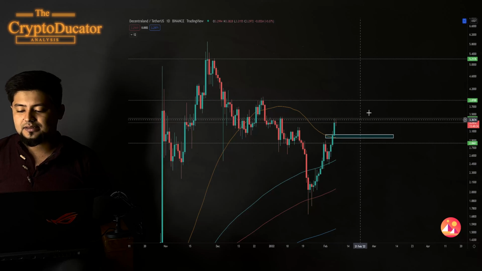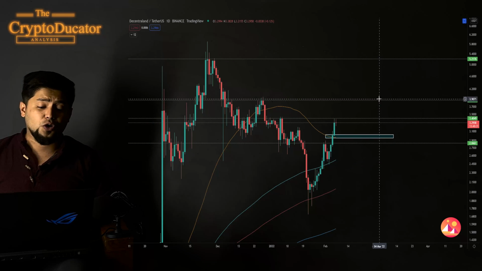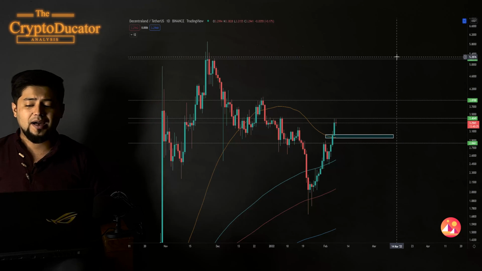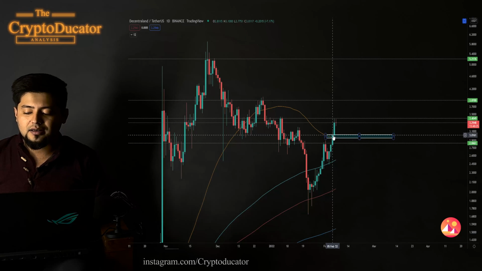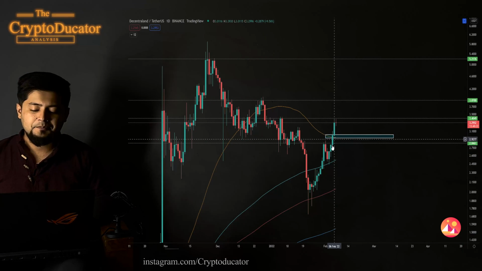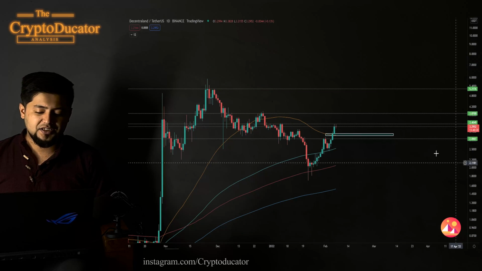Until you are looking at Decentraland holding $3, yes, you can expect this entire leg to extend all the way towards maybe $4, and beyond that is your previous all-time high. That's going to be $5.2 flat. Yes, we can expect that kind of trend until you are holding $3 flat. That's going to be the key risk management area for this price action itself, guys.